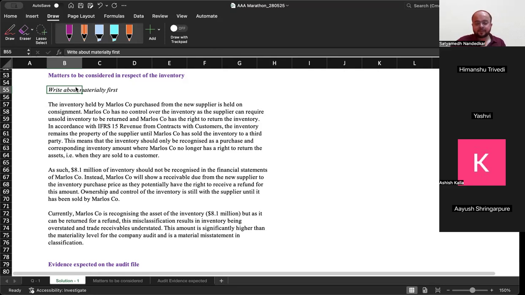Okay. Anything that you want to ask in this matters to be considered part? You basically spoke about what is the correct accounting treatment, and then you mentioned that if any error was committed here, you highlighted that error. Okay, you have told the error and your job is done. Okay.